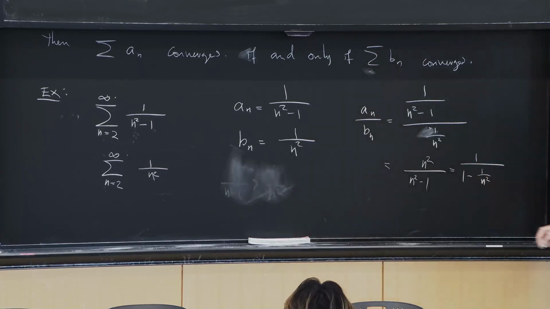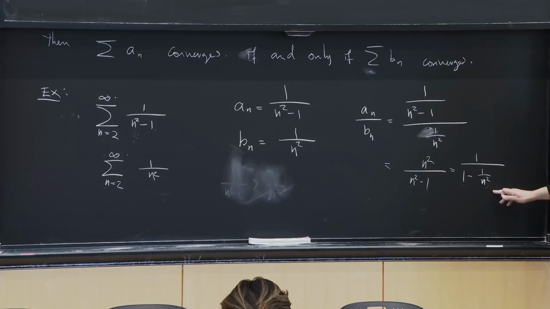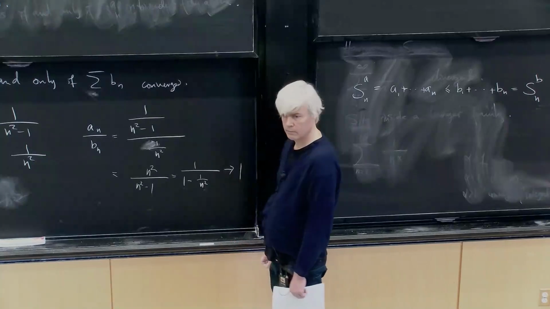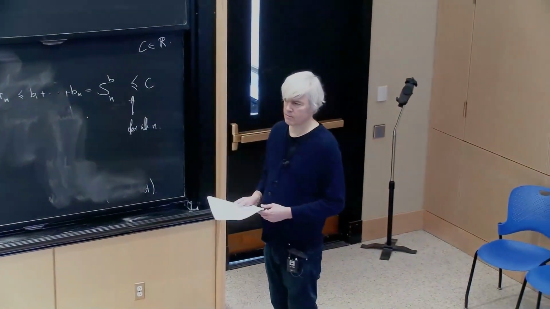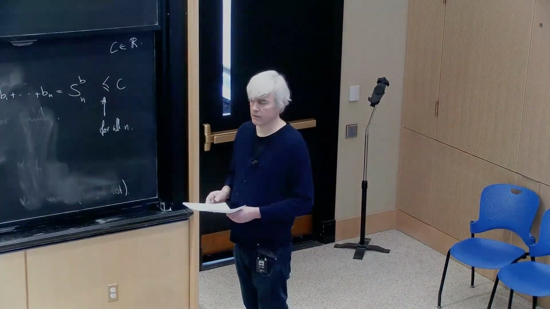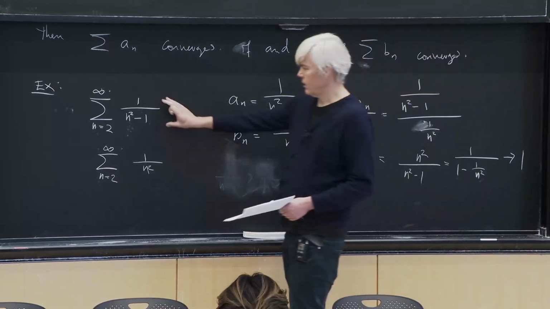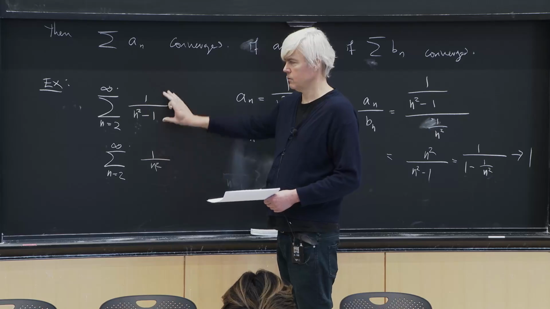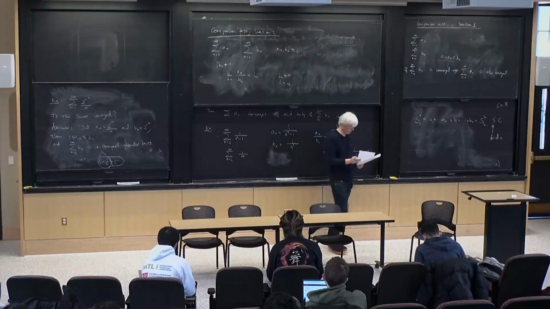And now you just use the usual algebraic rules for limits. This here converges to 0, so it means that the denominator converges to 1. So this ratio converges to 1. And so you see that the ratio is converging to something that is neither 0 nor infinity. This means that this series is convergent if and only if this one is convergent, and you already know that this one is convergent. So we conclude that this is convergent. That's how it's typically used.